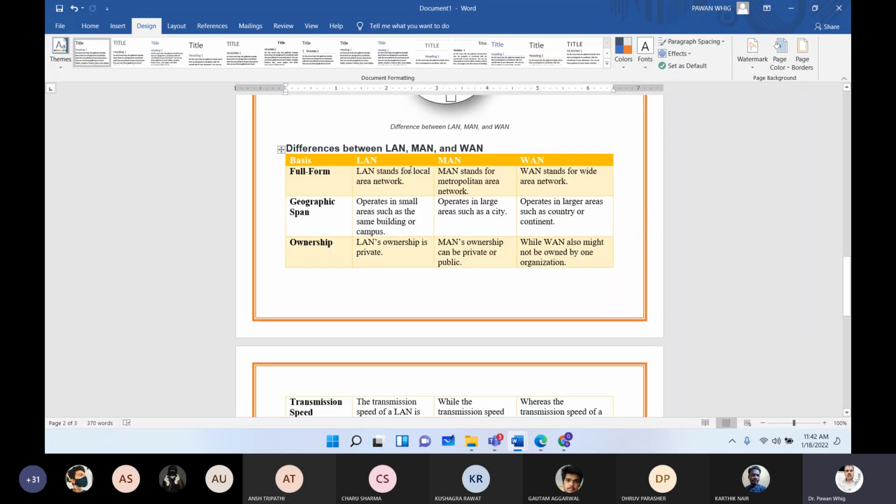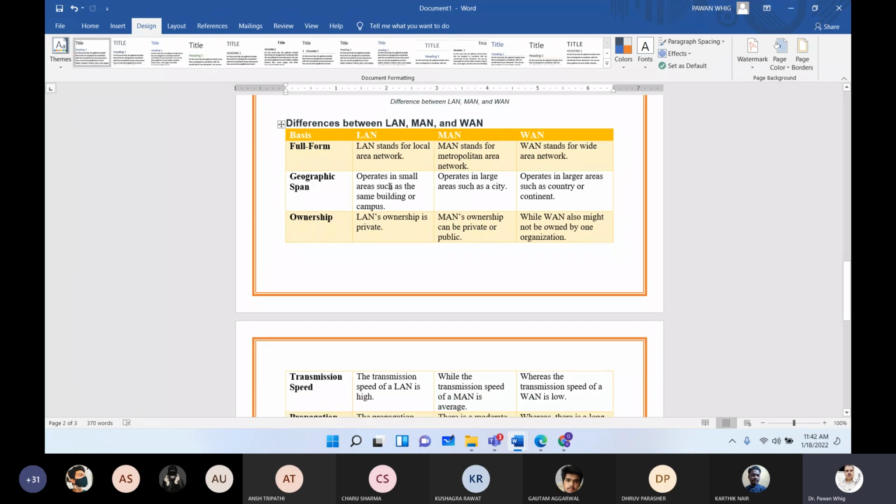So now let's talk about it in the form of a table. LAN stands for local area network. I think this is very simple. Now, geographical span: it operates in a small area, and the geographical range is not specific, like one building or 1 kilometer. Yes, it operates in small areas. That's why we are writing here, like in a campus or in a building. It means it is 1 kilometer or 2 kilometers, and MAN operates in large areas like a city. If we are talking about the whole city, then it is called MAN. If it is a country, then we call it WAN.